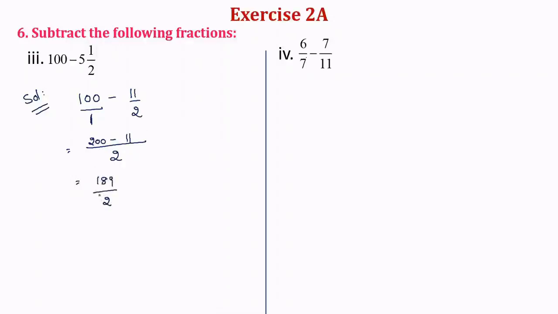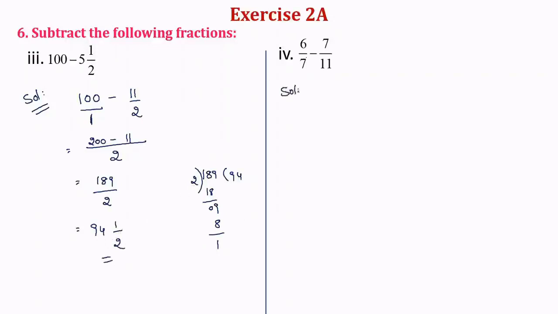Now you can convert this improper fraction into a mixed fraction by dividing by 2. 2 9s are 18, remainder 0, 9, 2 4s are 8. Remainder is 1, so 94 1 by 2. It gives 94 1 by 2. Quotient, remainder by divisor, which is 94 1 by 2, is the answer for this.